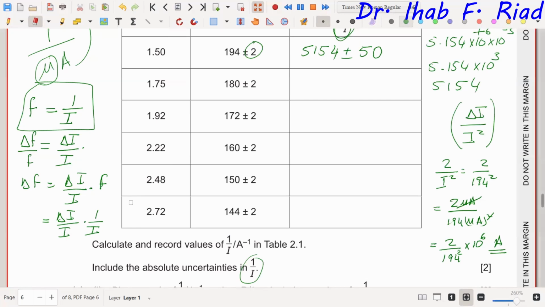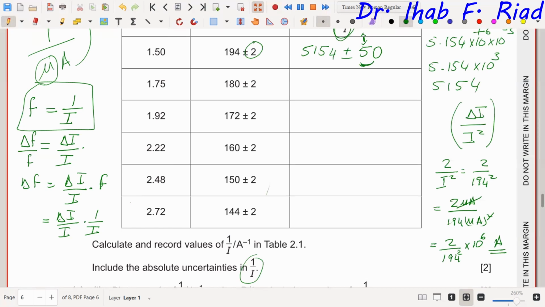Sometimes you might need to change this 4, because you see it is 50 to one significant figure. So sometimes we can just change this to 0, but we are not going to do that.